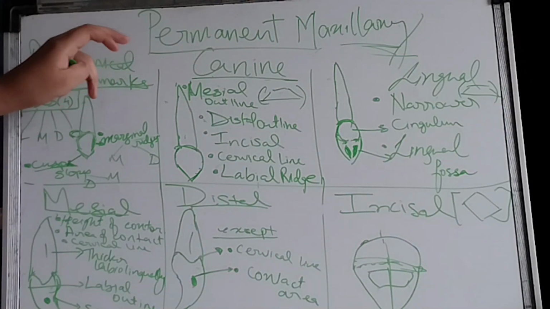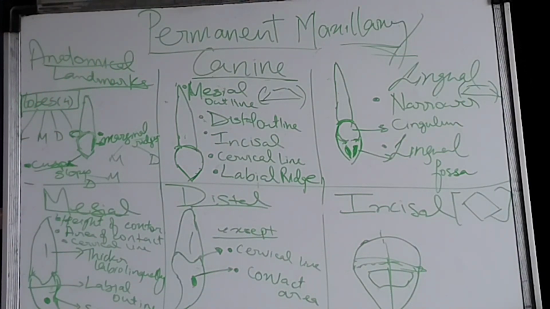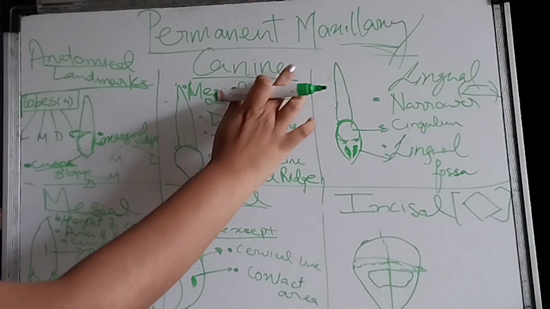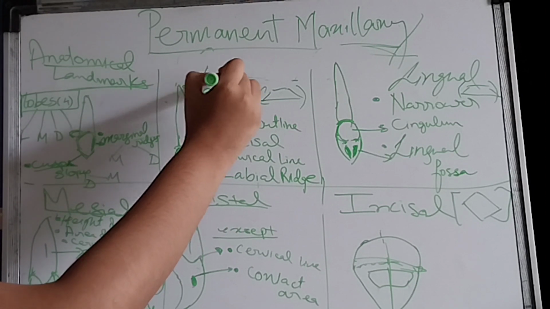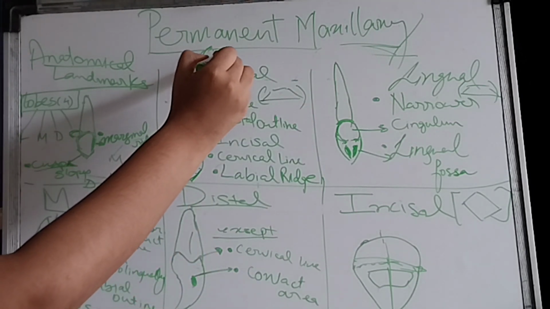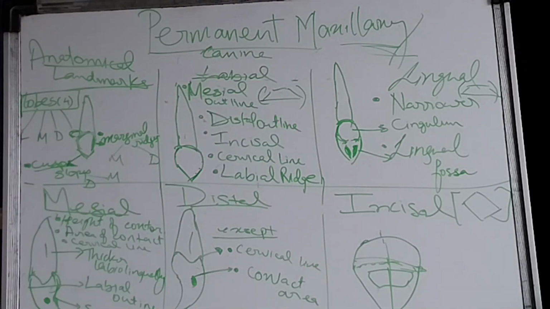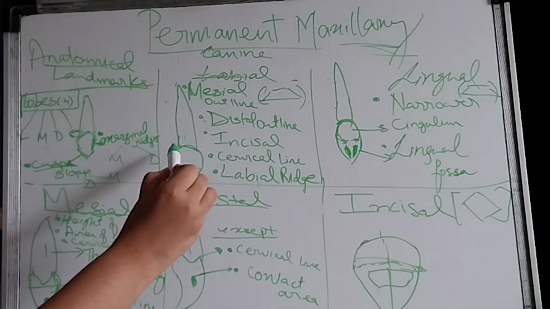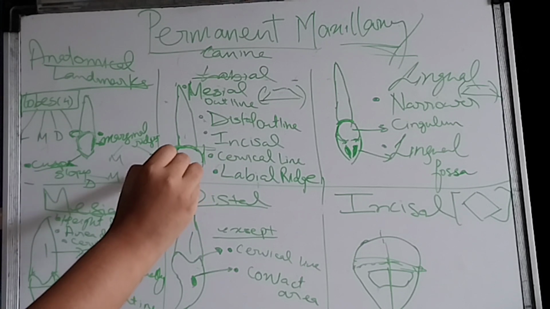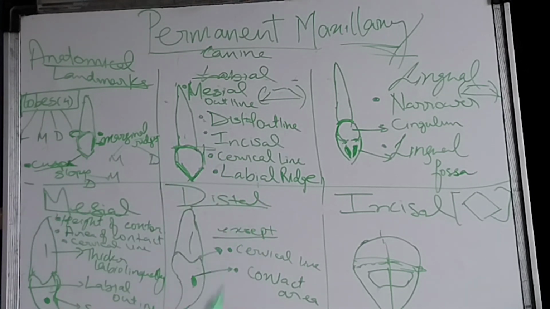Now coming to the aspects. First we will discuss the labial aspect. So this is the labial aspect. I didn't get space, I'll just write. What do we see over here? First, it is trapezoidal in shape, or it can be pentagonal also, like this. You can see this is a pentagon. Now the crown. Basically, first we're discussing the crown.